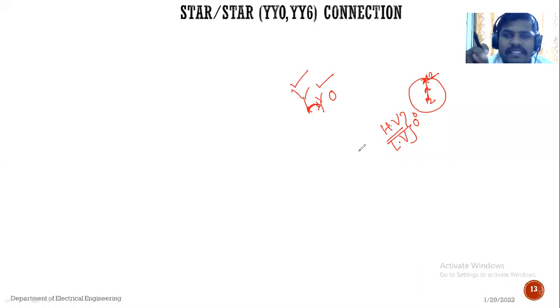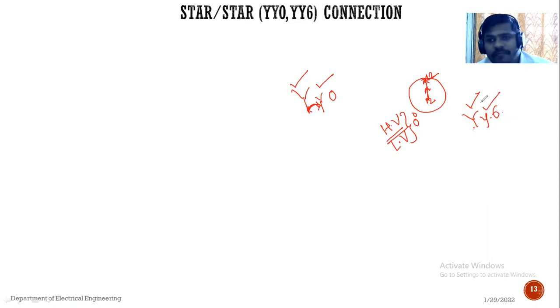Why is it represented as star star 0, and why is it represented as star star 6, that means YY6? The meaning is that the primary is connected in star, the secondary is also connected in star, and the phase displacement or angle between the primary and secondary is 180 degrees apart, or displaced by 180 degrees, so we represent it here as 6.